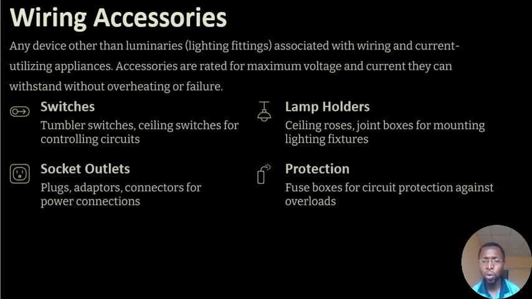Another wiring accessory is called the lamp holder. The lamp holder is used for holding lamps or bulbs. They come in different designs. We have the ceiling roses, and we have the joint boxes for mounting lighting features.